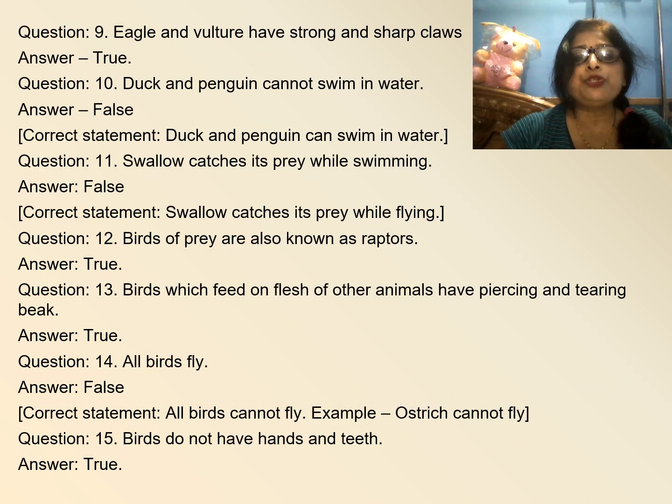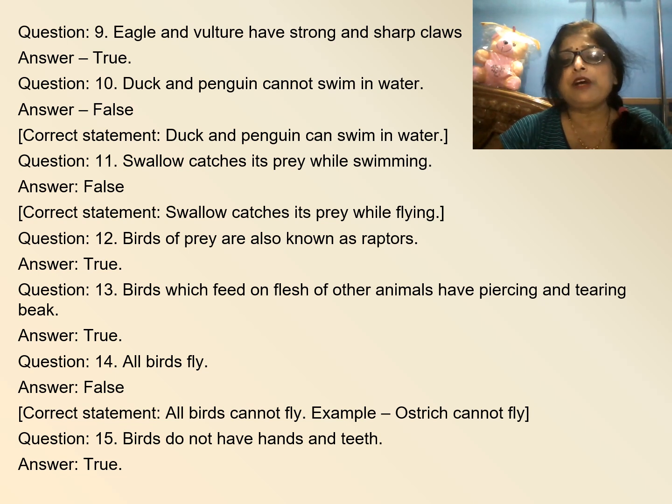Question 9. Eagle and vulture have strong and sharp claws. It is true. Duck and penguin cannot swim in water. It is false. The correct statement is they can swim in water. Swallow catches its prey while swimming. False. No, it catches its prey while flying. Birds of prey are also known as raptors. Yes, this is true. Birds which feed on the flesh of other animals have piercing and tearing beak.